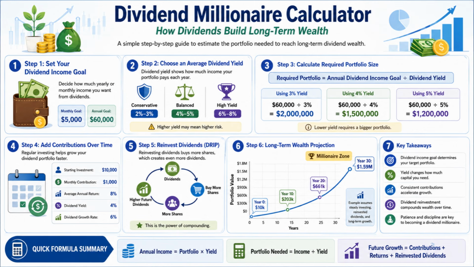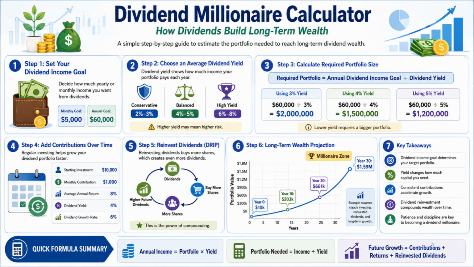Next, you need to choose an average dividend yield. Dividend yield shows how much income your portfolio pays each year compared to the amount invested. A conservative yield may be around 2 to 3%, a balanced yield may be around 4 to 5%, and a high yield may be around 6 to 8%. However, higher yield can also mean higher risk, so investors should not focus only on big percentages.